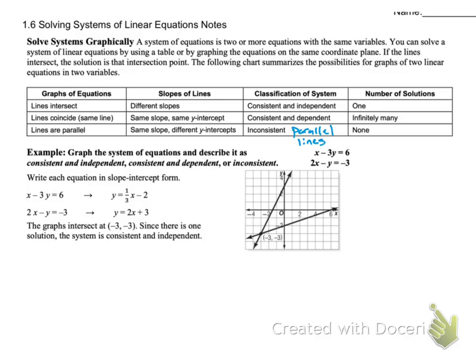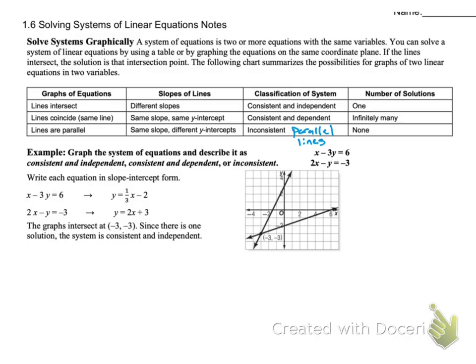And then last, we have inconsistent, no solution. There's no solution. That means those lines are parallel. Do parallel lines ever intersect? No, because they're parallel. They don't. They're inconsistent.